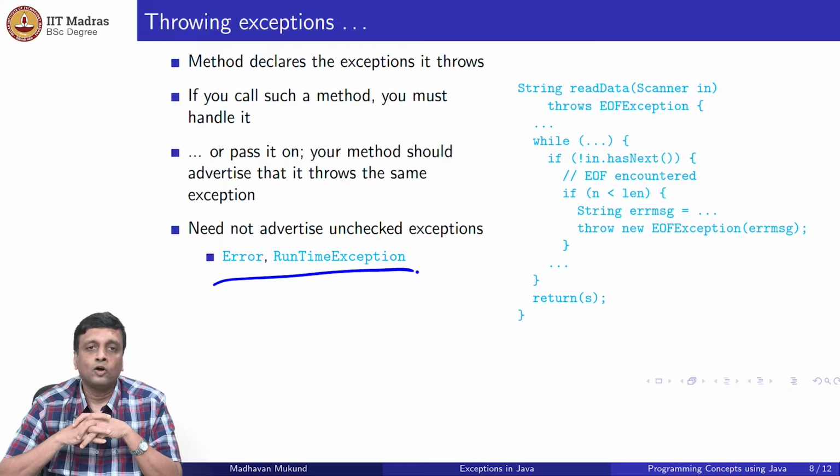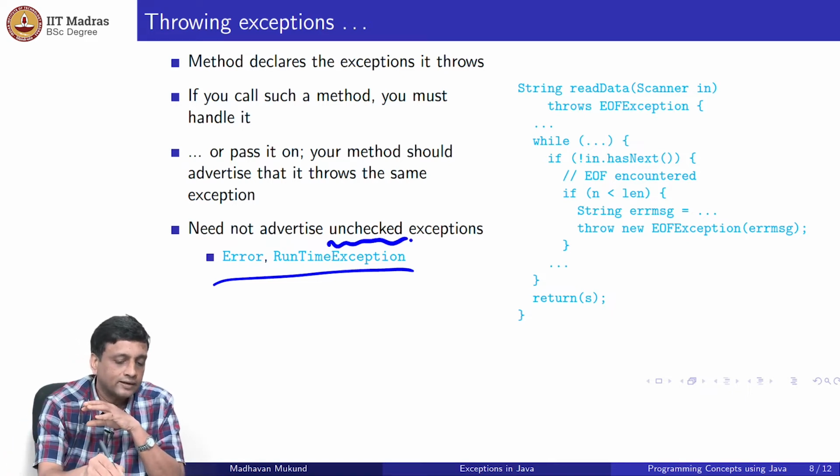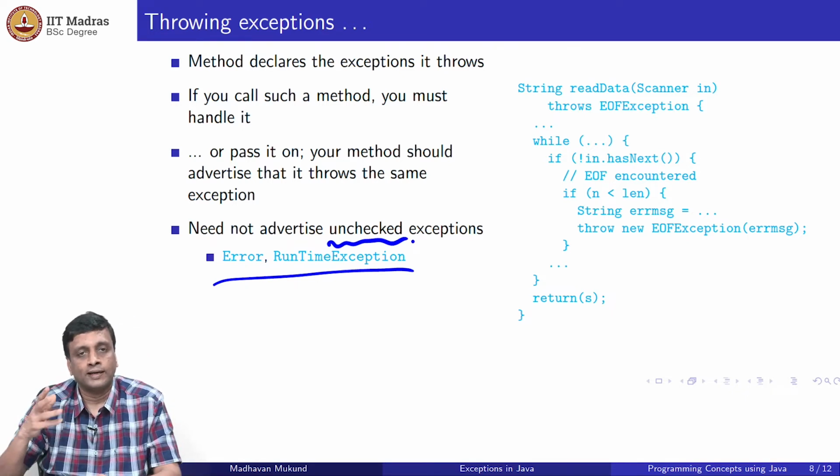So if you are calling checked exceptions, then you have to report it. You have to either catch it or report it by saying that it is also a checked exception for my header. But if it is an error or a runtime exception, that is why these are called unchecked. Java's compiler does not actually check for these exceptions in the code.